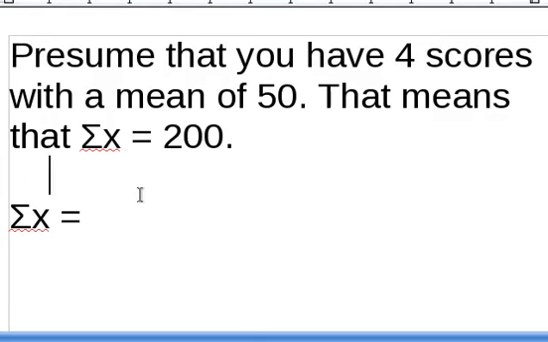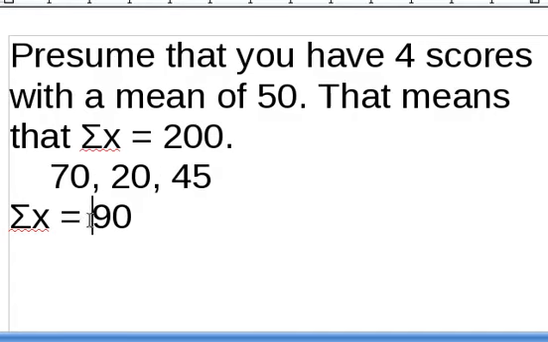So let's choose our first score. Well, it can be just anything we want. Let's say it's 70. So our running total at the moment is 70. Our second score can be anything we want. We're totally free to choose our second score. So let's say it's a 20, which brings our total to 90. Again, we're totally free to choose our third score, say 45, which brings us up to 135.